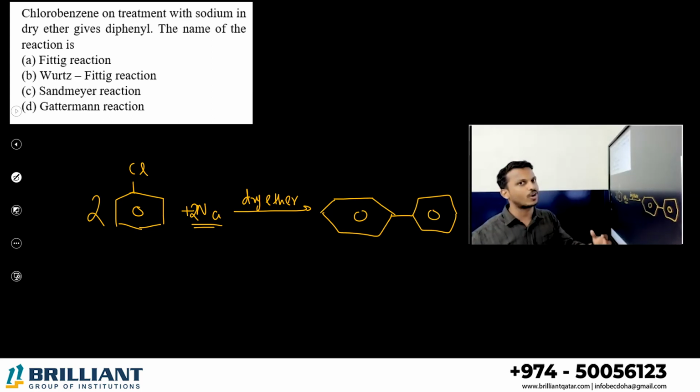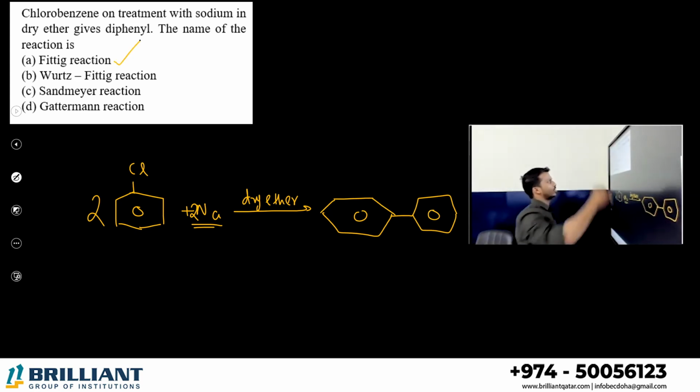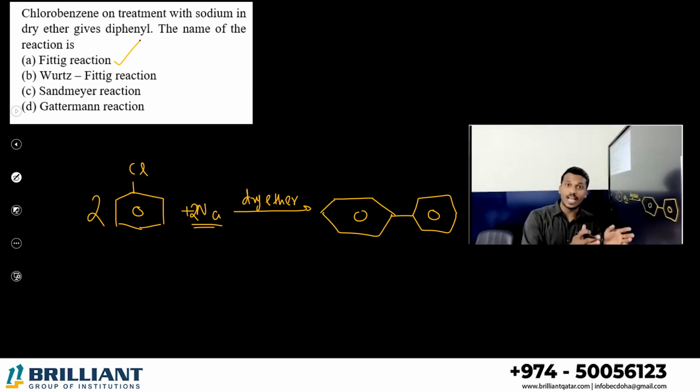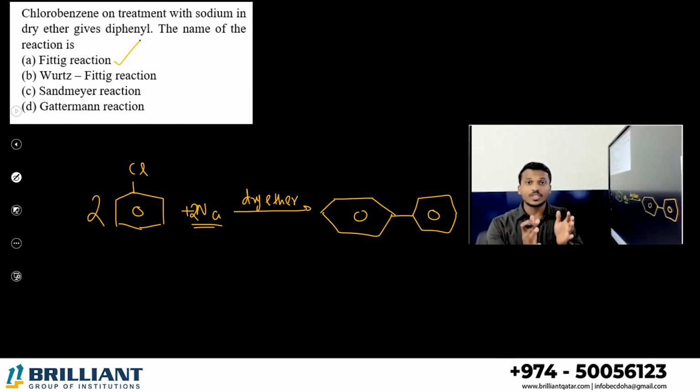This conversion is called which reaction? Fittig reaction. What is the actual difference between Wurtz reaction and Fittig reaction? The Wurtz reaction is used to double the number of carbons in the haloalkane. In case of haloalkane, this doubling of the number of carbons is discovered by Wurtz.